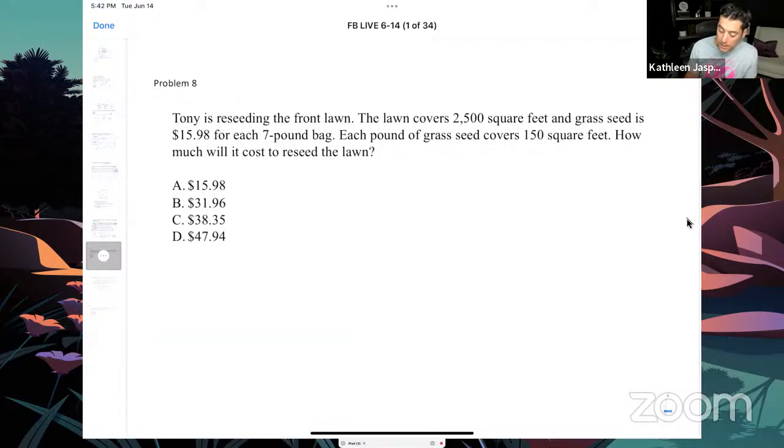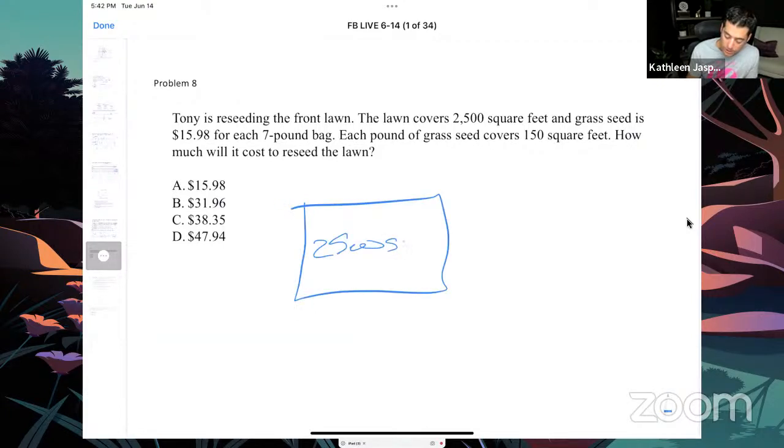because of what information they give us. The lawn covers 2,500 square feet. So that's our first piece of information, right? Here's our lawn and it's 2,500 square feet. So does it help us by drawing a picture? Maybe it helps you drawing a picture. Maybe it doesn't. I don't know. But I just know we've got a 2,500 square foot lawn. What are we going to do with that 2,500 square feet? Well, we know that we have only 7-pound bags. 1 pound gives us 150 square feet. So we need to figure out how many pounds we're going to need for our yard.